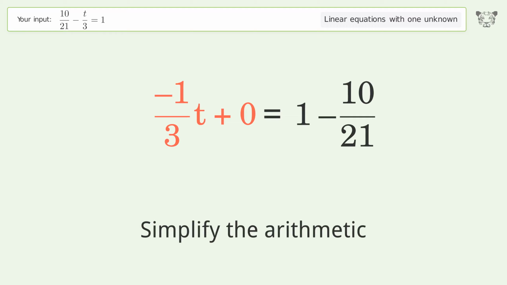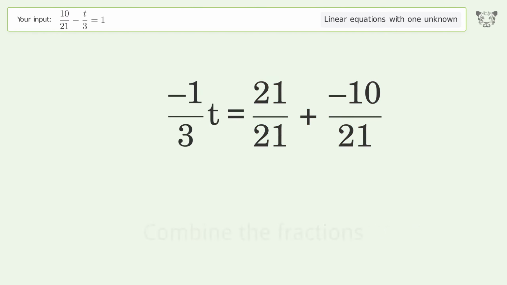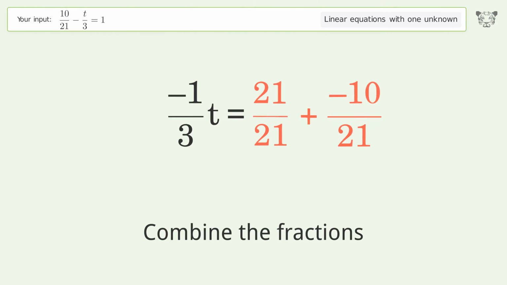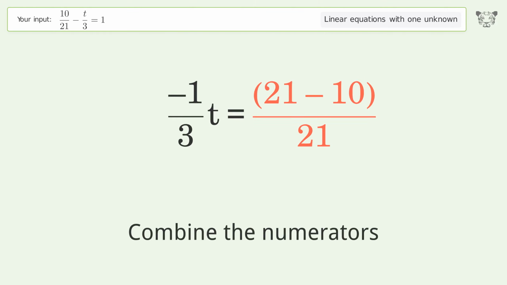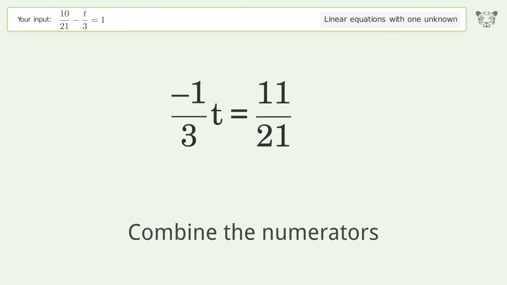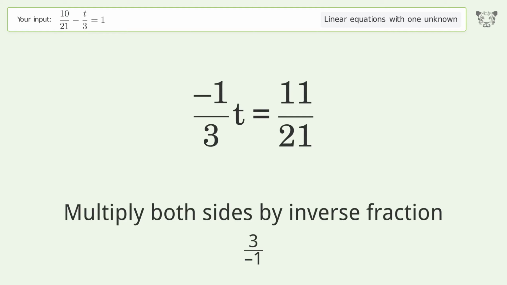Simplify the arithmetic. Convert the integer into a fraction. Combine the fractions. Combine the numerators. Isolate the t. Multiply both sides by the inverse fraction 3/-1.